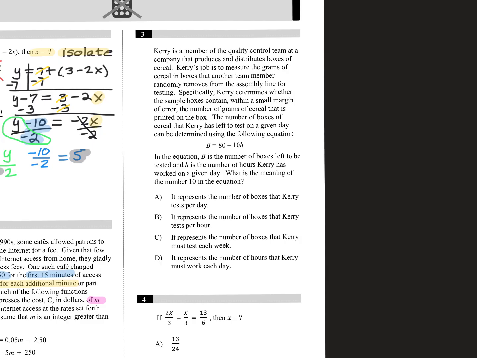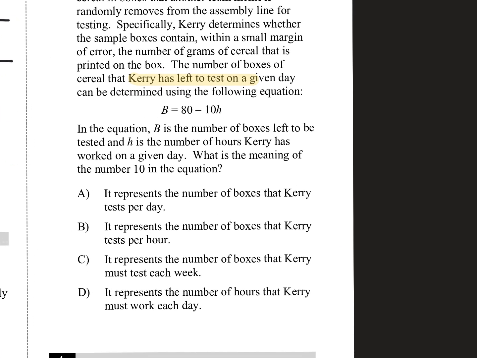In number 3, if this represents the number of boxes that he has left to test. Well, as he's testing them, the number of boxes that he has to test is going to go down because this is how many he has left. And it tells us that H represents the number of hours and asks us what the 10 represents in the equation. So this one's easier to pick out what's wrong instead of what's right.